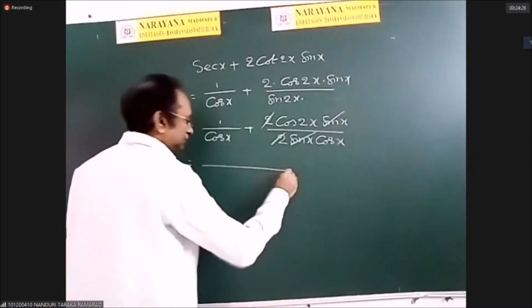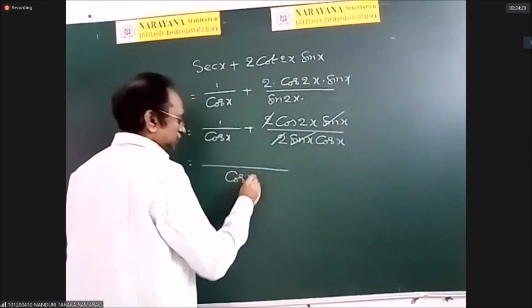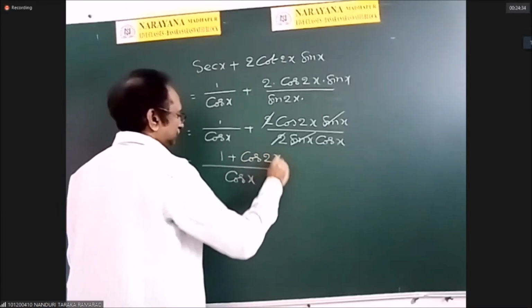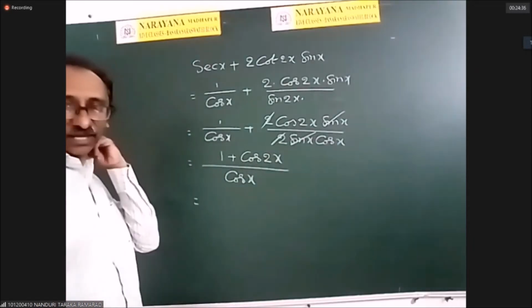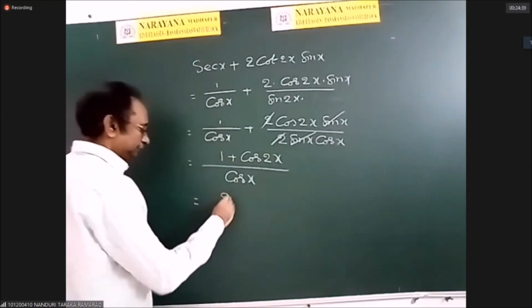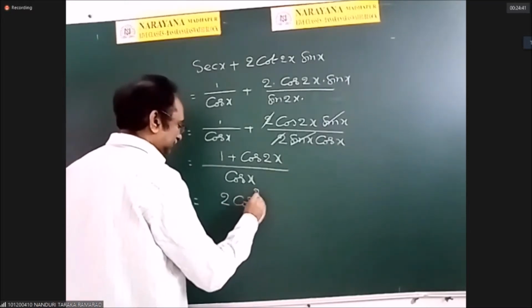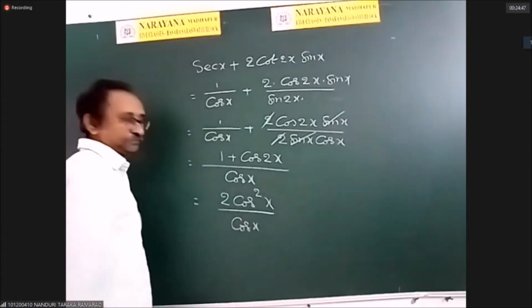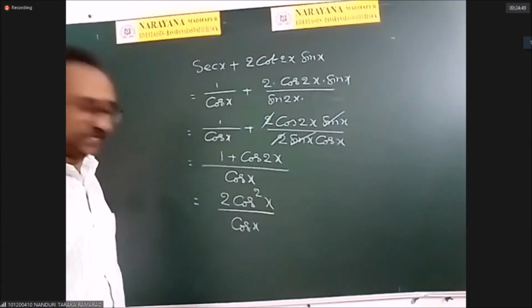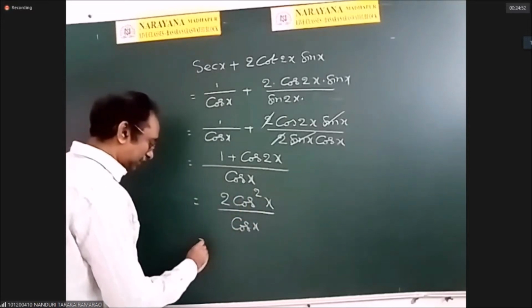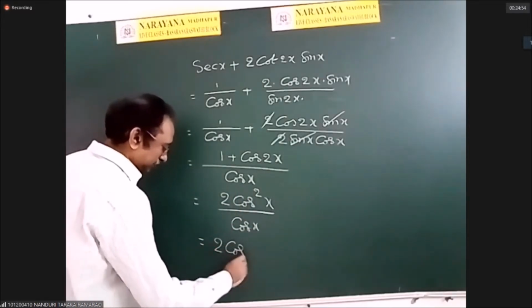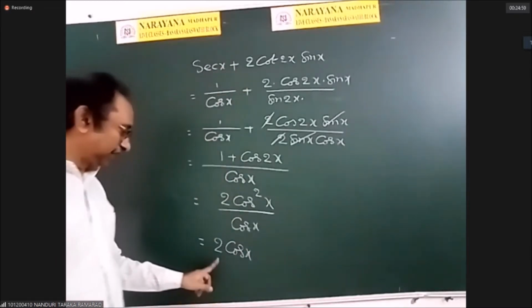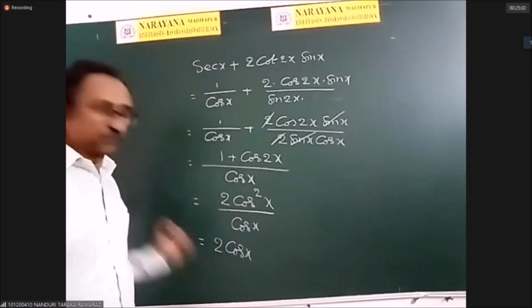So what is the LCM? Cos x. And what is the numerator? 1 plus cos 2x. So you tell me, what is 1 plus cos 2x? That is 2 cos square x by cos x. Now if cos x is cancelled, what will you get? 2 cos x. So he is asking the range of this function, and it is enough to find the range of this function because both are equal.